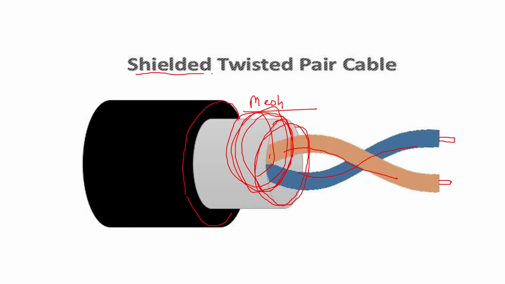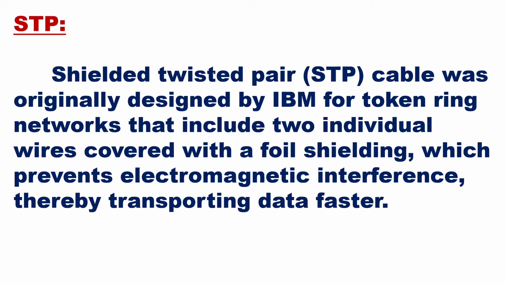So everything will be the same except the mesh you see in between, which is extra in shielded twisted pair. Now if you go to see the theory of shielded twisted pair, the STP cable was originally designed by IBM for token ring networks. Okay, token ring networks we have studied in our data communication and networking. It includes two individual wires covered with a foil shielding which prevents electromagnetic interference, thereby transporting data faster. So there are two things: you have to prevent electromagnetic interference, and you have to transport the data faster.